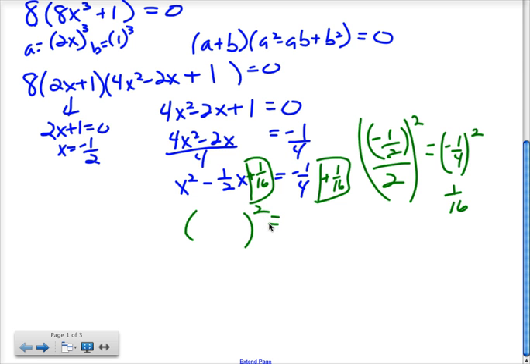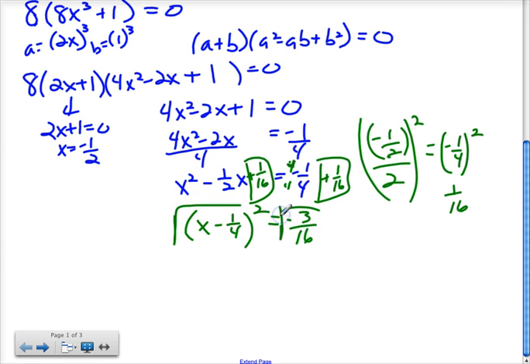And on the left-hand side, I do have a perfect square trinomial. This will be x minus 1/4 squared. And then on the other side, I'm going to have to multiply the top and the bottom of that first fraction by 4 so that I have a common denominator. And that'll give me negative 4/16 plus 1/16, which is a negative 3/16.